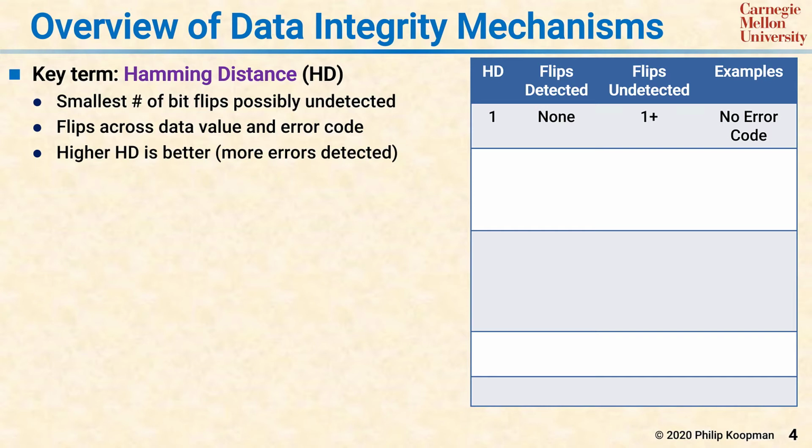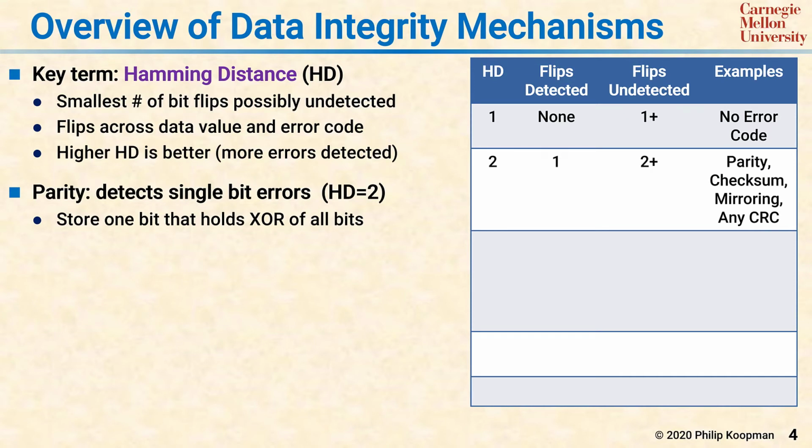In general, the higher the Hamming distance, the better. The table on the right lists the types of codes that can give you various Hamming distances. Hamming distance of 1 you get for free, because Hamming distance of 1 means you're vulnerable to any number of bit flips. So that's the baseline, and the point of using an error code is to do better than HD1. Parity detects all single-bit errors. That gives you HD equal 2 because every 1-bit error can in fact be detected.